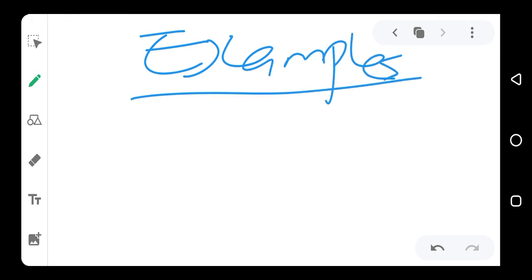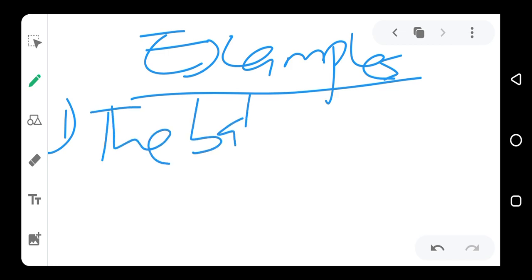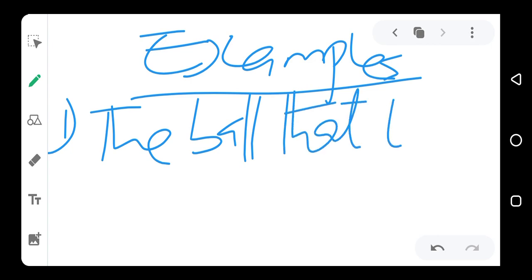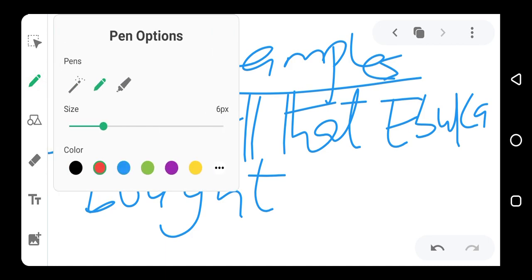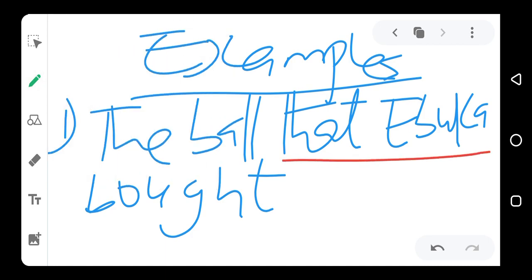We have some examples of adjectival clause here. Example: when we have this sentence, the ball that Ebuka bought. Now, if this part of the sentence, that Ebuka bought, is marked off, and we are asked to identify this part of the sentence.